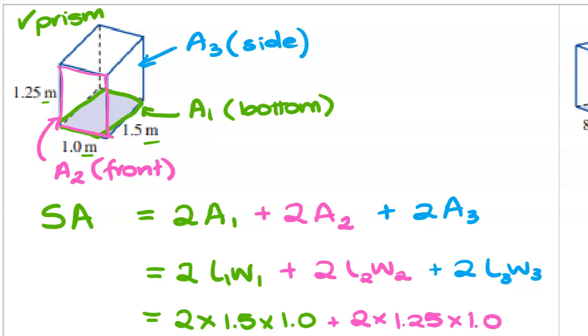I'm running out of room, so I'm going to put plus underneath. And now we're going to look at this side. What's the length and width of this side? Hopefully you can see it's going to be 1.5 times 1.25. And, oh, we nearly forgot that 2. So plus 2 times.